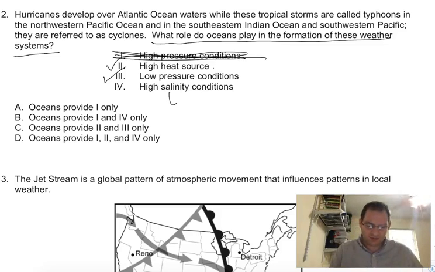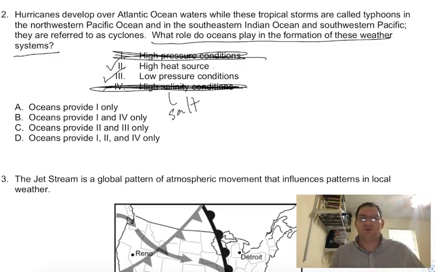Salinity means salt. I don't think hurricanes really care about salt. That has nothing to do with it. They just need low pressure and warm ocean currents. So let's get rid of that. So let's see which ones it matches. A, oceans provide category 1 only. Well, 1 is not the right answer, so mark that out. See, B, oceans provide 1 and 4 only. But we know those are both wrong, so that is definitely out.